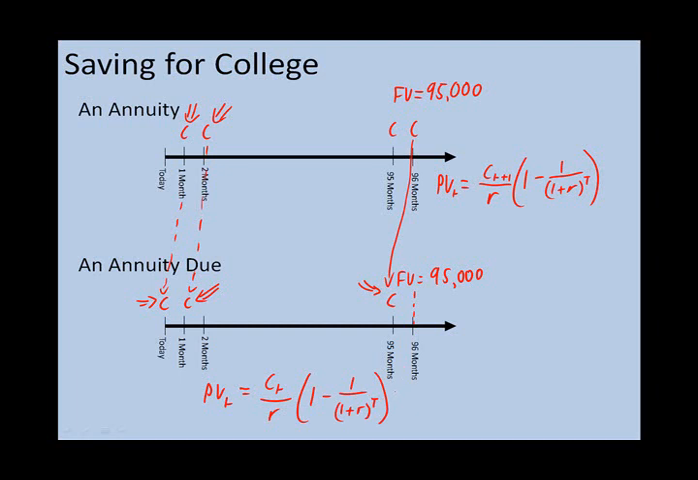But we know that this must be multiplied by 1 plus r. Why? Because we know that for every payment we make, we earn an extra period of interest. So by multiplying by 1 plus r, we get that extra period of interest. That's the only modification we have to make to the formula for an annuity. We now have the formula to calculate the present value of an annuity due.